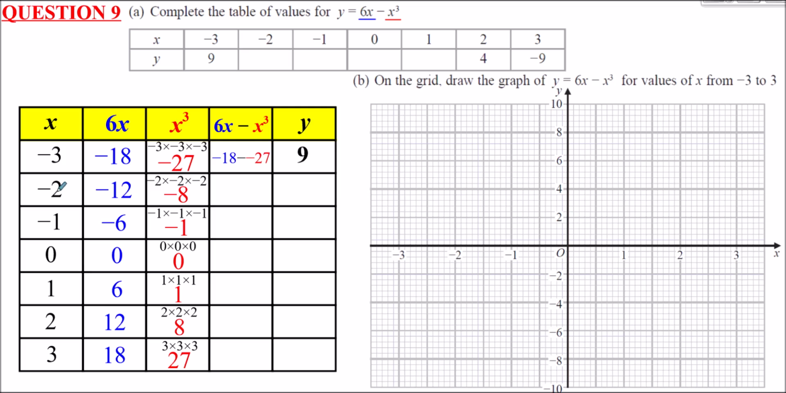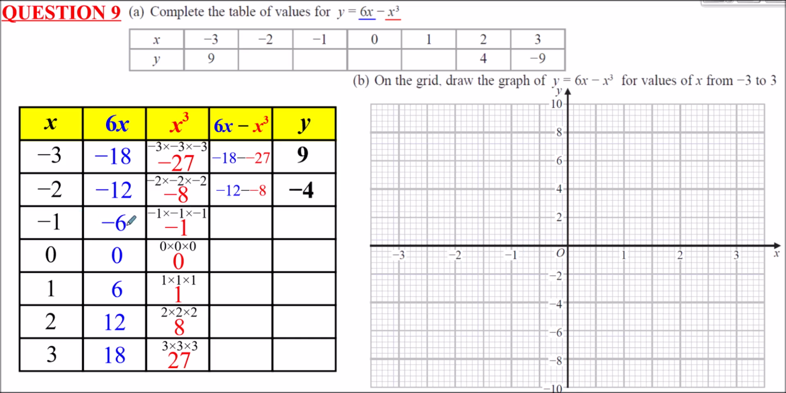The next row, when x is negative 2, 6x will be minus 12, and I'm going to subtract from that minus 8. So I've got minus 12 minus minus 8. Like I said from before, that's the same as minus 12 plus 8. If it were minus 12 degrees in Siberia, it then gets warmer by 8 degrees. It'll still be fairly cold. It then goes to minus 4 overall. So start down at minus 12, go up by 8: minus 10, minus 8, minus 6, minus 4.